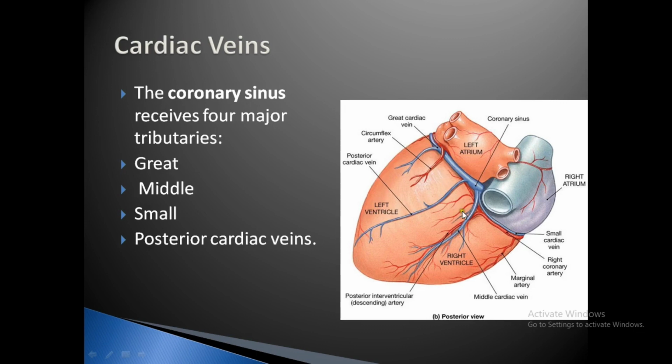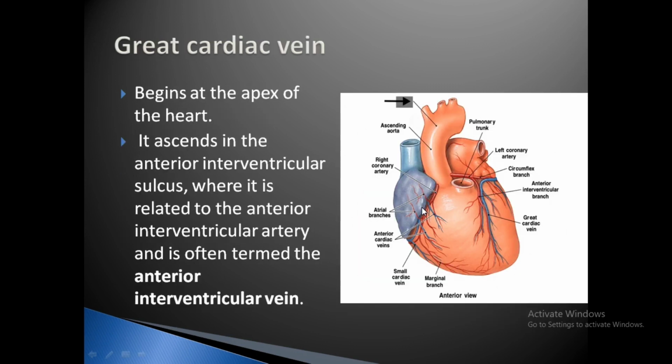Now, starting with the great cardiac vein, it begins at the apex of the heart. It ascends in the anterior interventricular sulcus, where it is related to the anterior interventricular artery, and it is often termed the anterior interventricular vein.